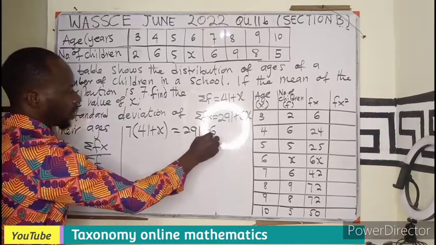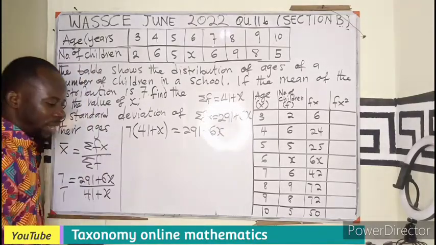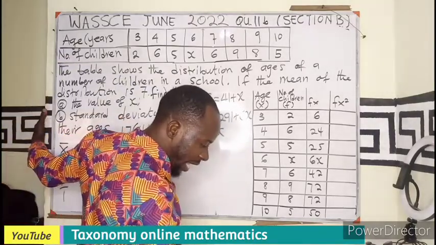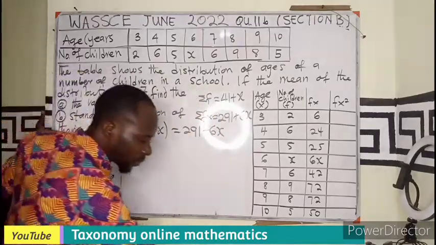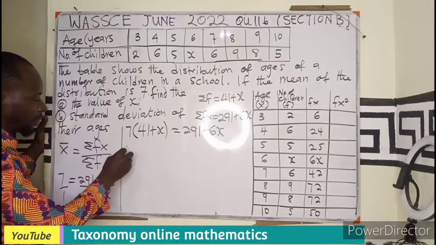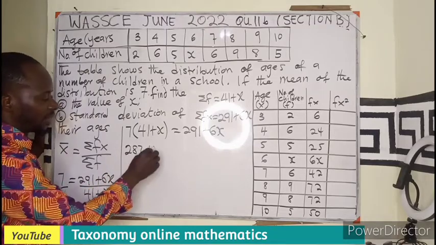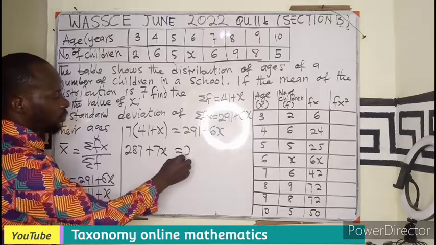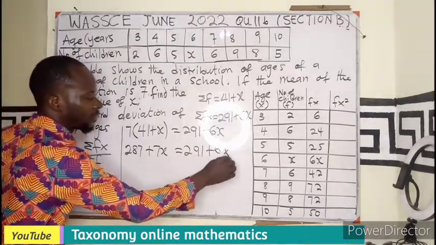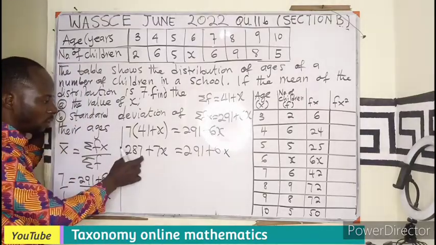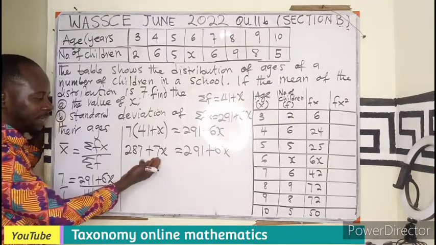I believe at this point we can cross multiply to have 7 times (41 plus x) equals 291 plus 6x. So we can open this bracket. 7 times 41 will give us 287. This will give us 7x equals 291 plus 6x. We can see constant, variable. So we group the letters. This is bigger than 6.